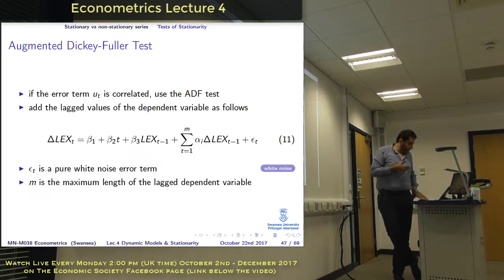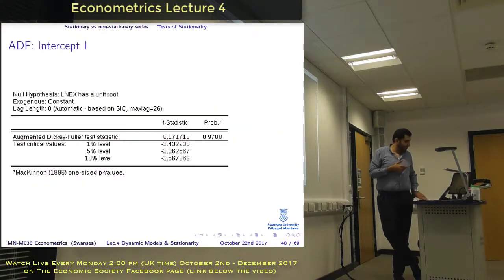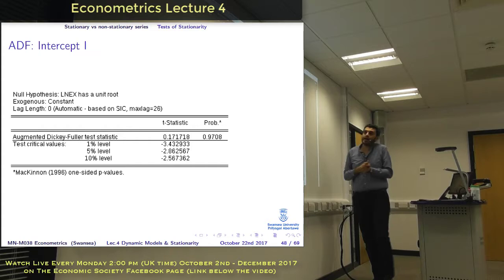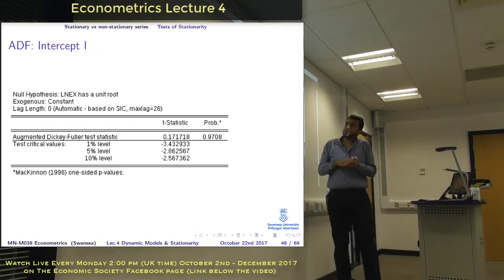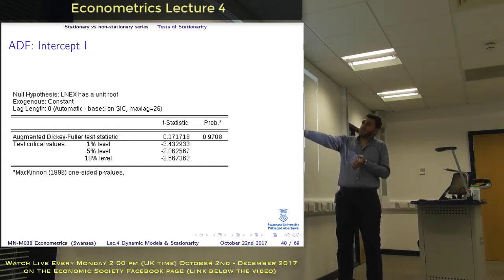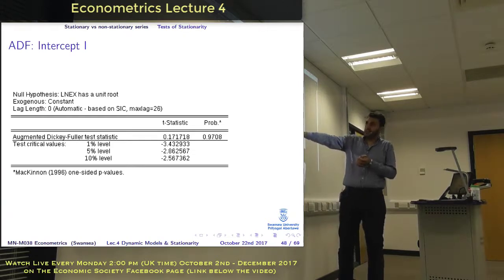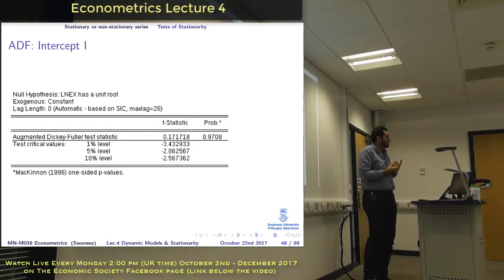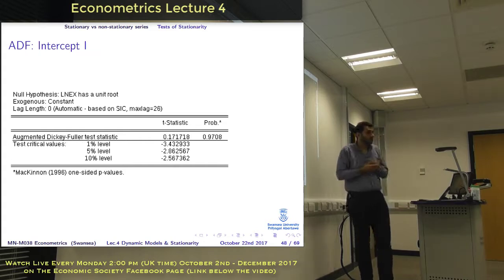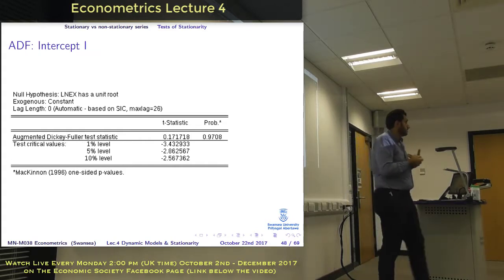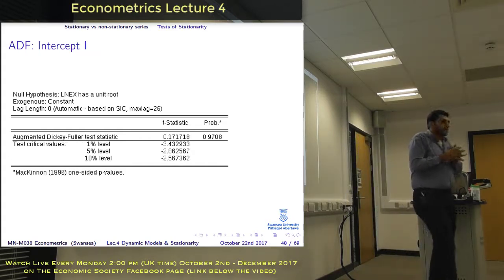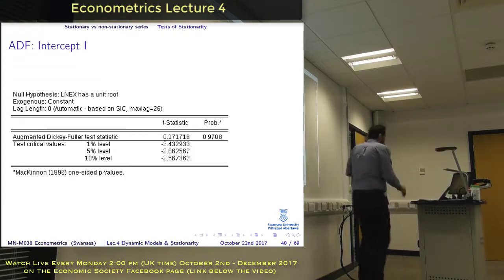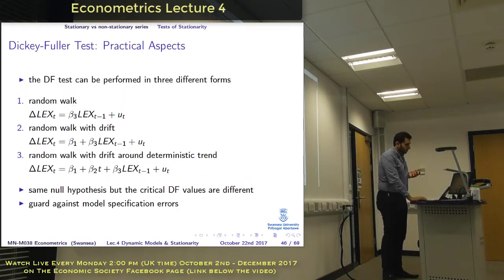Okay, just to move on then, let's see an example. So here we have the first one. This is the unit root test, the augmented Dickey-Fuller test in EViews, and this is how the output looks. So what do we need to look at here? What is the null hypothesis?